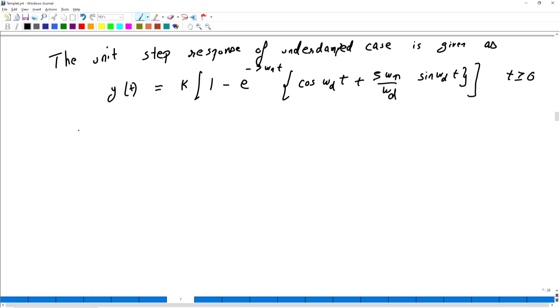We can also represent it in terms of the phase angle. In terms of phase angle, let us represent this as equation number 8.